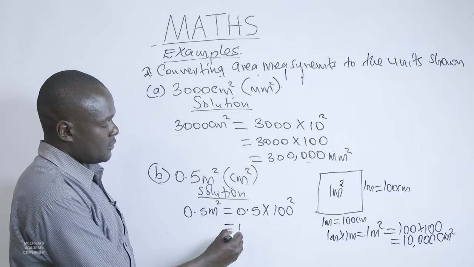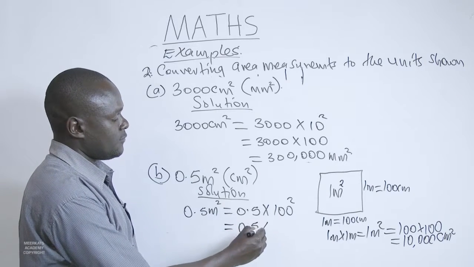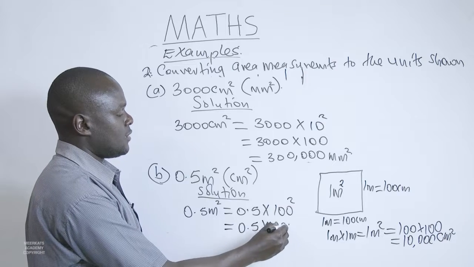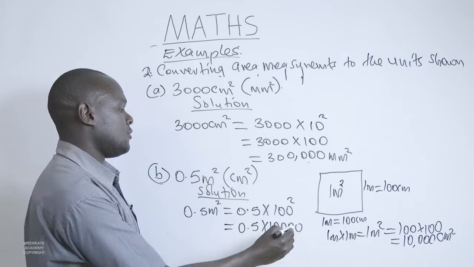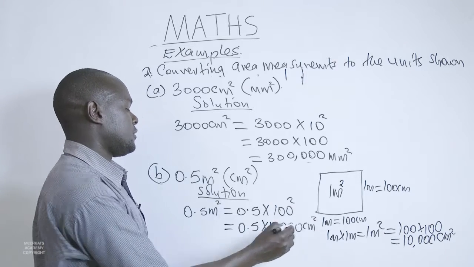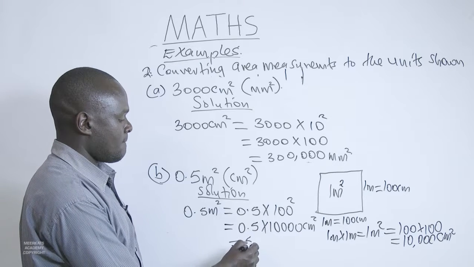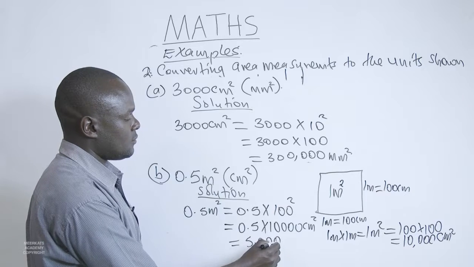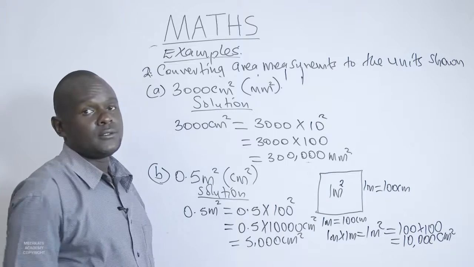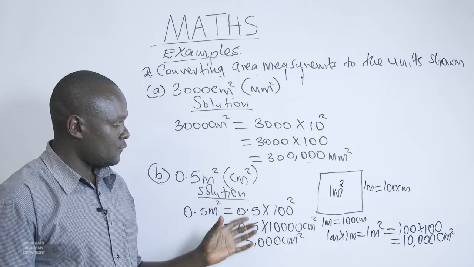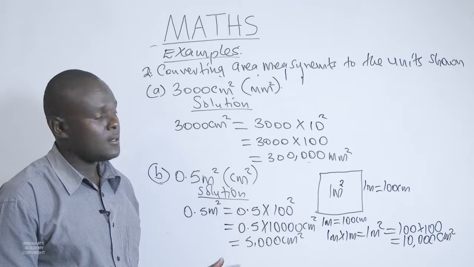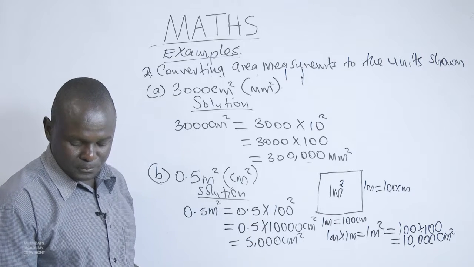And this will be the same as 0.5 multiplied by 10,000 square centimeters, giving us 5,000 square centimeters. So conversion of units is as simple as you can see.